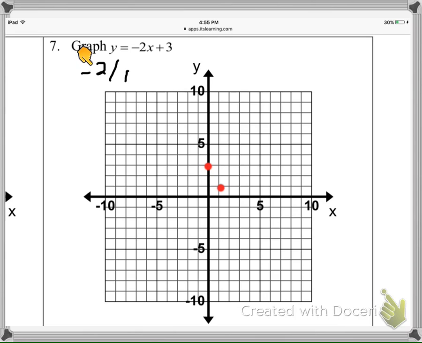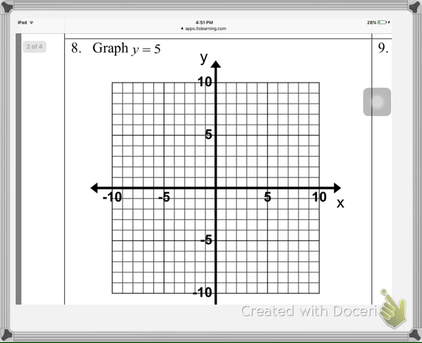And I can also do the reverse of going down 2 and to the right 1, which would be go up 2 and to the left 1. So up 2 and to the left 1 would put me there. Got my line. And there we go. That is a line for negative 2x plus 3.